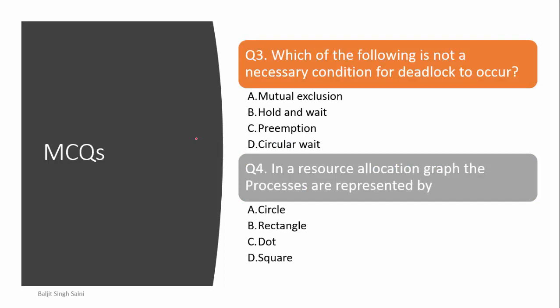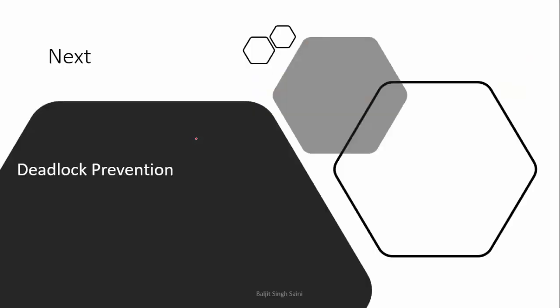So I hope that the basics of deadlock, what is a deadlock and how to determine the deadlock in the system, is clear. Next, we are going to discuss how to prevent deadlock in the upcoming lecture.